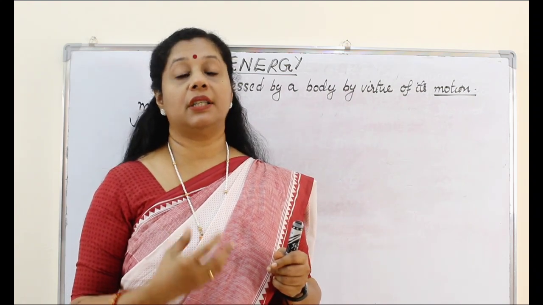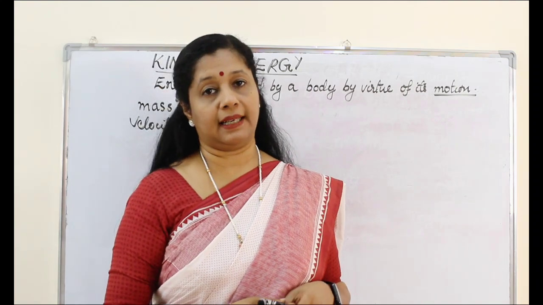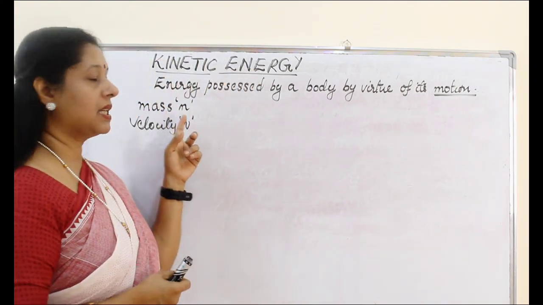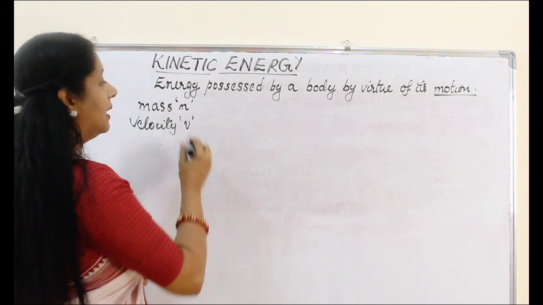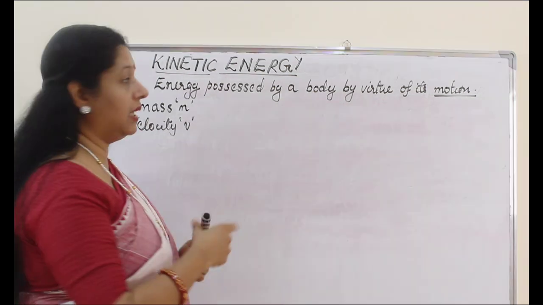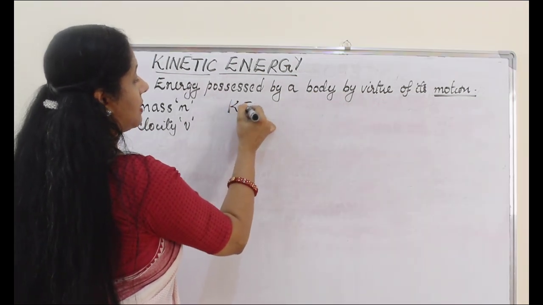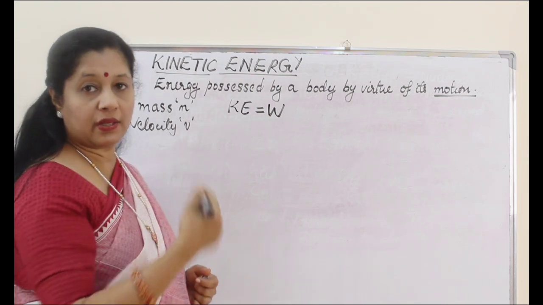So now we have to learn the formula of kinetic energy. Let's see how to derive the formula of kinetic energy. We are considering a mass m moving with a velocity v. So we know that it has to do a work equal to the velocity. Here the kinetic energy of this body will be equal to the work done in attaining this velocity v.